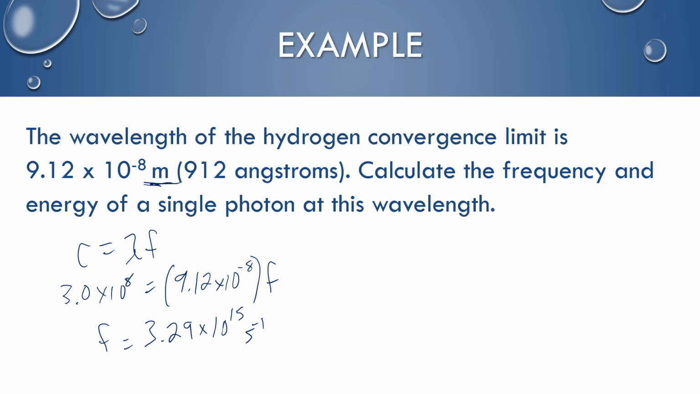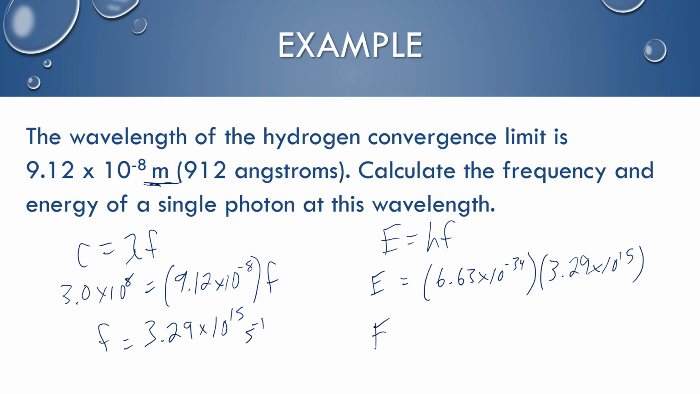Now that you have frequency, we can use the other equation, E equals hf. h is Planck's constant, 6.63 times 10 to the negative 34, and f is the frequency we just found. When you multiply those, you'll get the energy of the photon, which is 2.18 times 10 to the negative 18th joules.